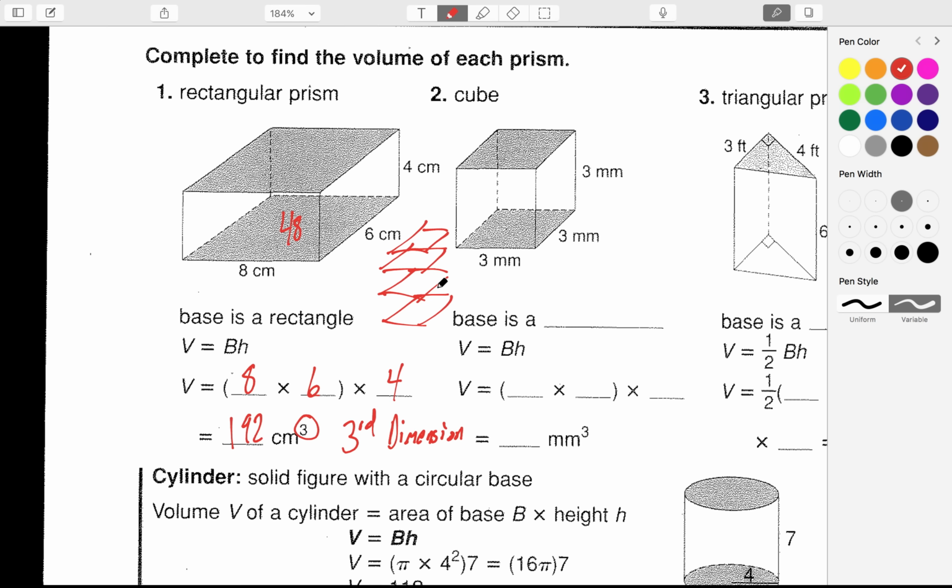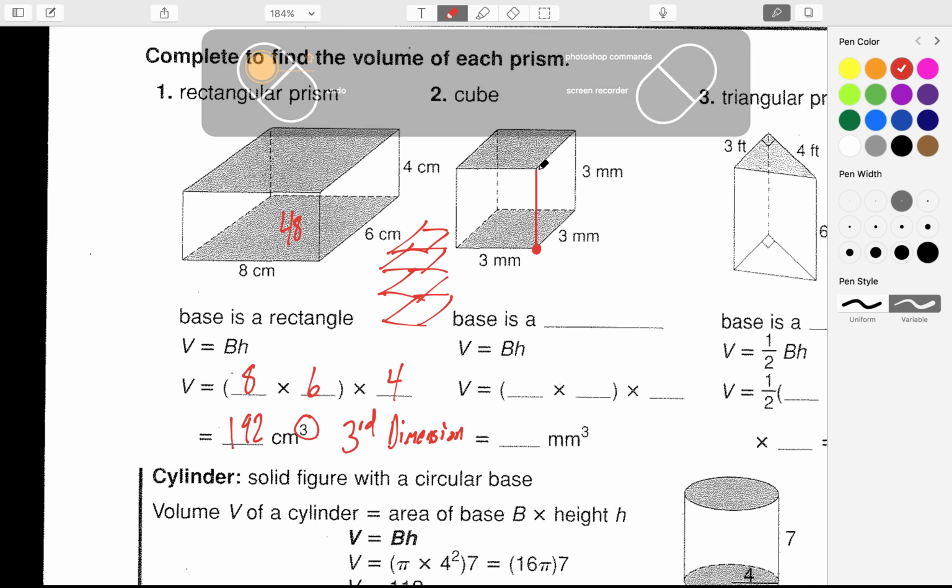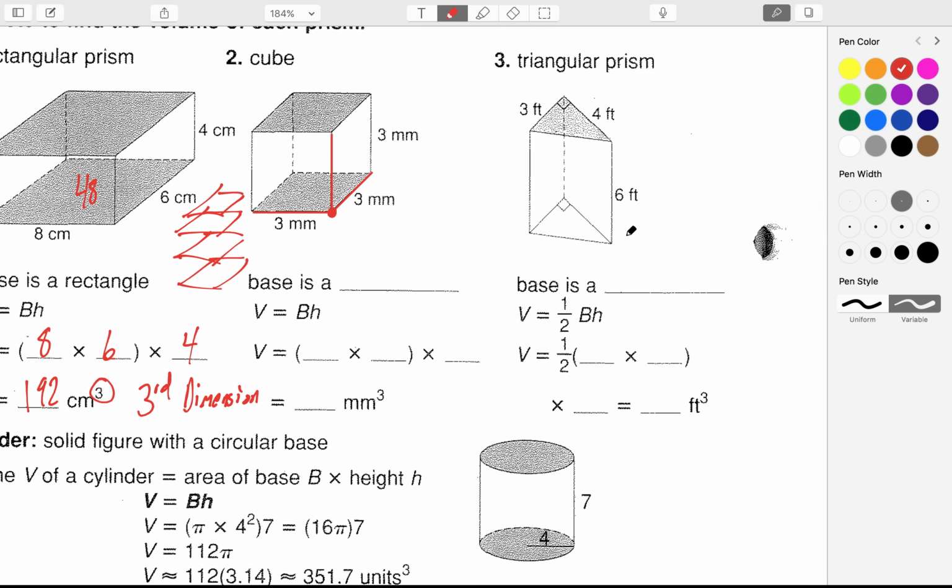Number 2, I want you to do the same thing, but make it very easy for yourself. Put a point, multiply all 3 of these lines, and you will have your answer. So number 2, do yourself.